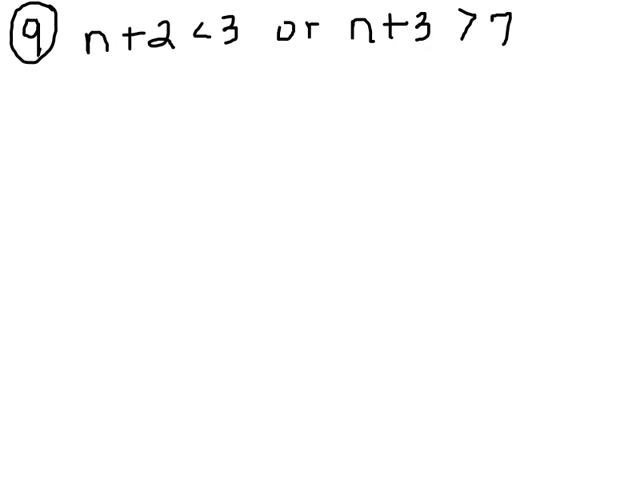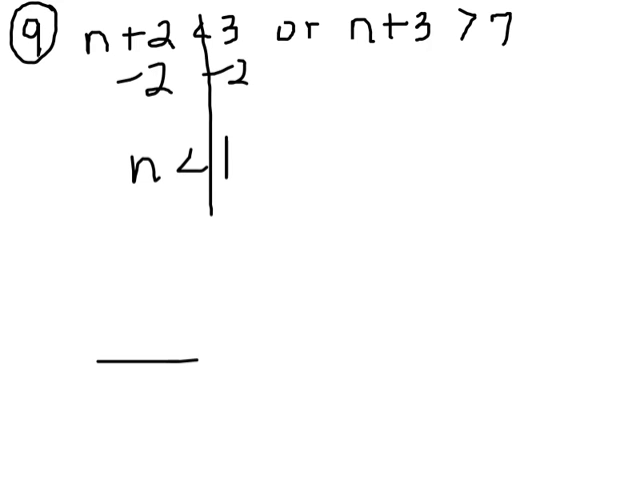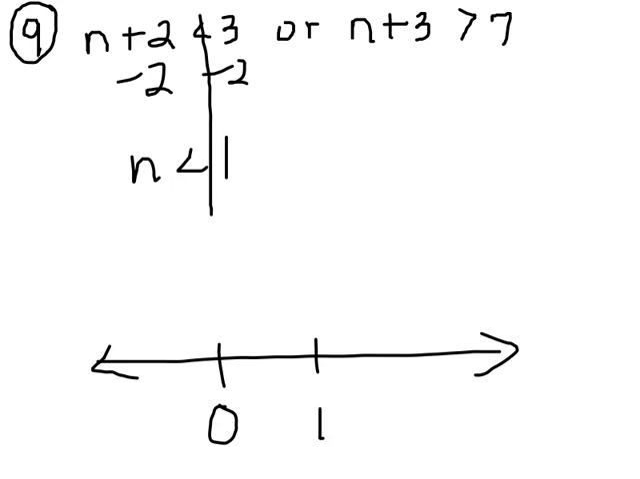Number 9. The inverse operation of adding 2 is going to be to subtract 2, so n is less than 1. Put your 0 on your number line. So we've got a 1. We're going to have an open circle at 1, and reading it from your variable, we're going to go less than.